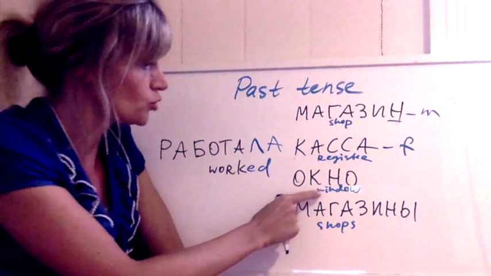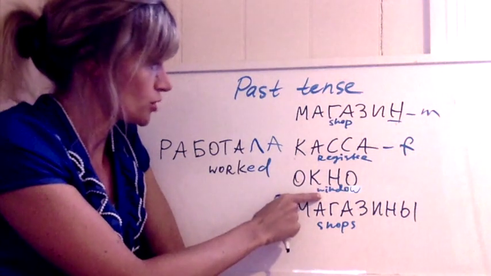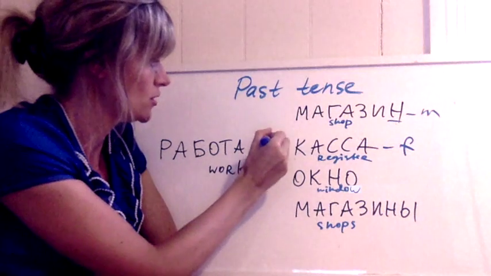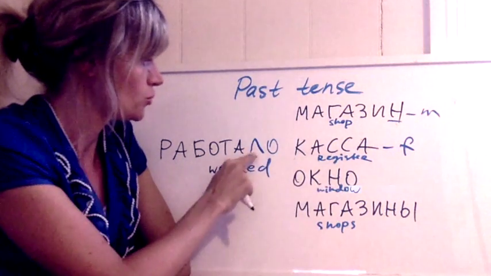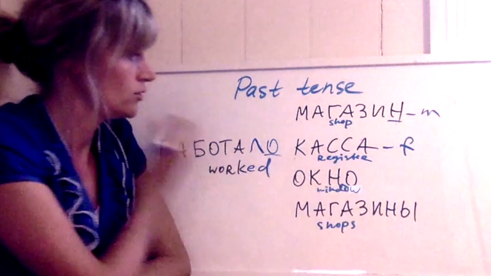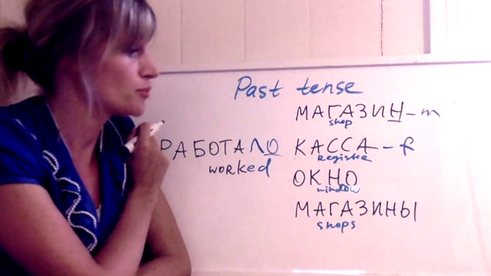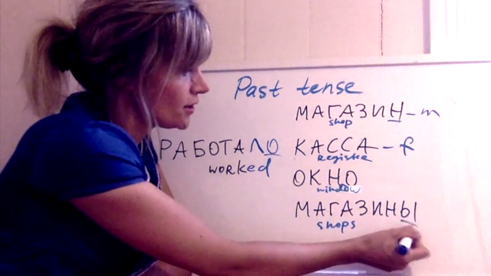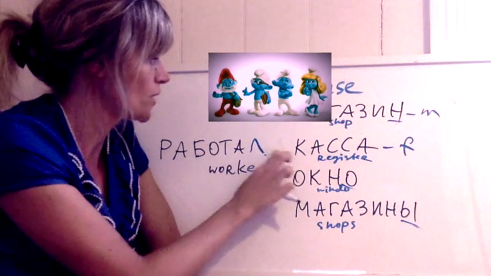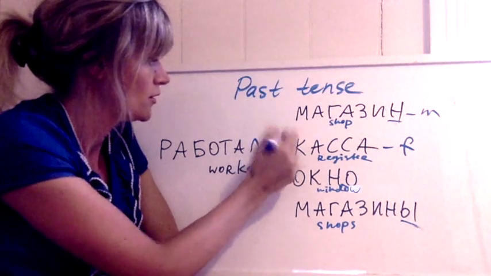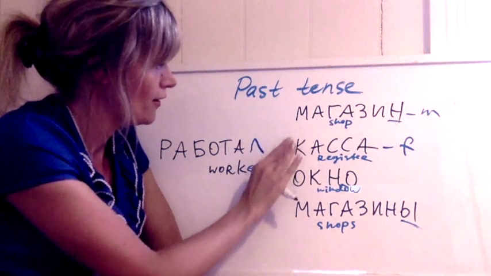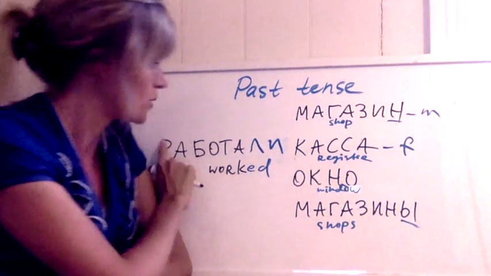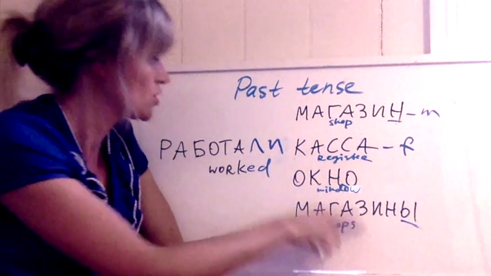Окно работало. Window worked. We need to put it into neuter gender. Окно работало. О. Good. We want to say that shops were working. So plural here. We need to make plural here. Oh, sorry. И. It's a sister letter anyway. Магазины работали. Shops worked.